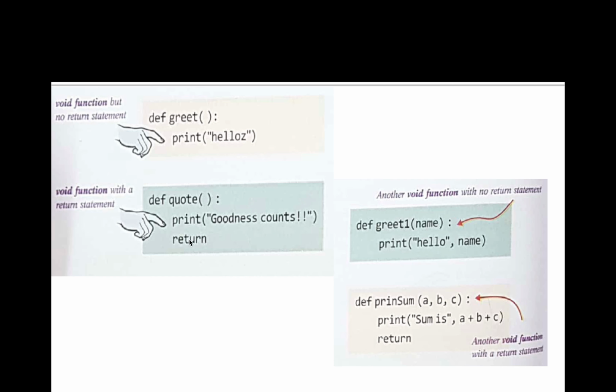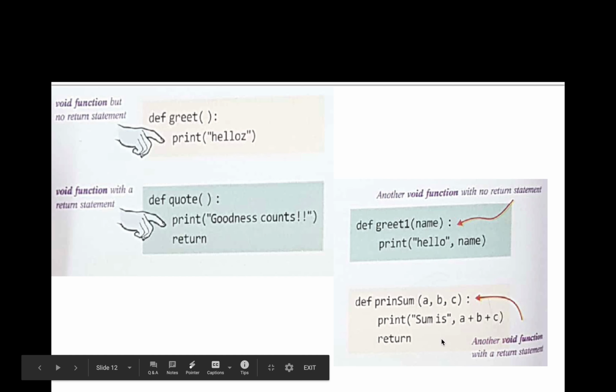We can also write a function like this. Here in this case, what will happen? None value is returned. Then next one, we can write another method here also. In these two examples, no arguments are passed. That is why there are no parameter variables. In this case, what happens? One parameter is there. Here also it is a void function with no return statement. Here, a void function with a return statement.